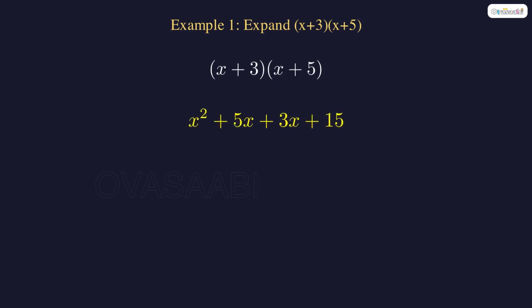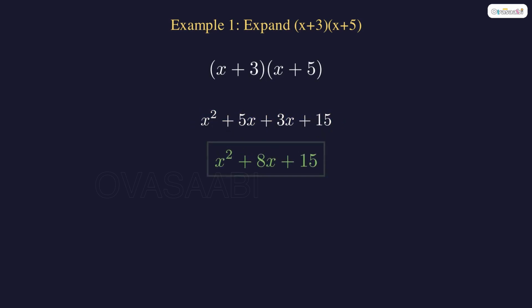Example 1. Expand x plus 3, x plus 5. Multiply each pair: x squared plus 5x plus 3x plus 15. Combine like terms: x squared plus 8x plus 15.